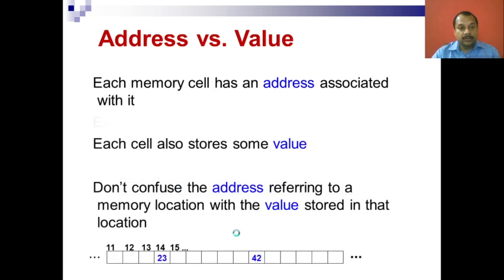Okay. So next, don't confuse the address referring to a memory location with the value stored in that location, although they may be of the same type, because an address is always, as I mentioned, unsigned int, whereas the content may be int, may be unsigned int, may be other types also. But specifically when the content is unsigned int or int and the current value is a positive number, then do not be confused by that.